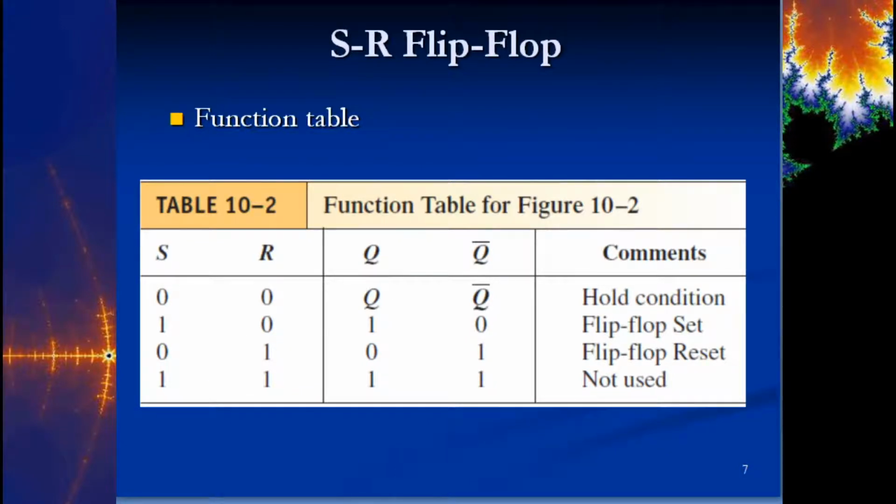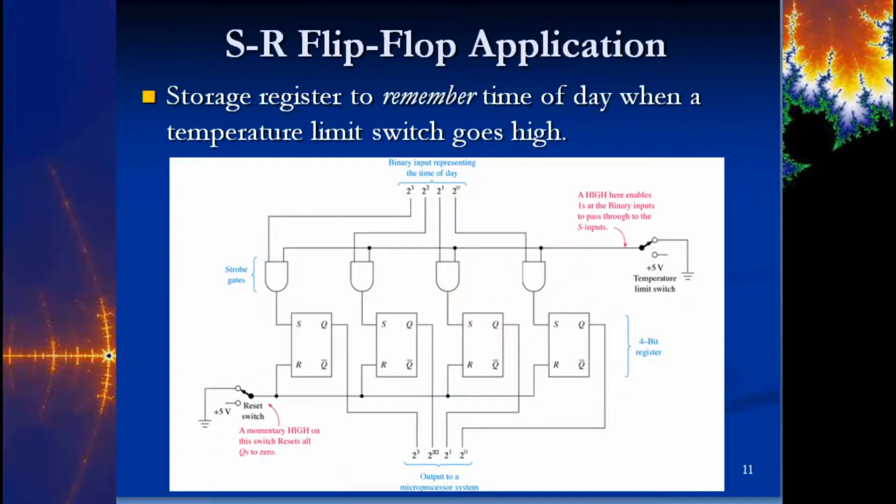So I think that's pretty neat that we can start to retain the status of a bit. Right? And here's an example. So it says a storage register to remember the time of day when a temperature limit switch goes high. All right? Now, this is something I've never been able to figure out, is that we have a binary string here of 4 bits. 4 bits counts from 0, 0, 0, 0 to 1, 1, 1, 1. That's 15, or I'm sorry, that's 16 counts.